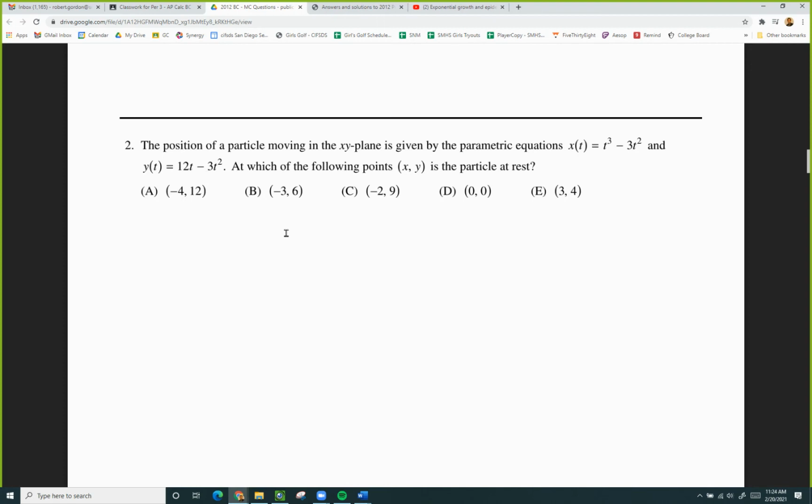Is t equal to 2 a solution of x prime of t equals 0? Yeah. t equals 2. So then plug 2 into both. You get 8 minus 12, which is negative 4. And then you're done because that's the only answer with the x value negative 4. You don't have to find the y value. You move on. It's multiple choice.